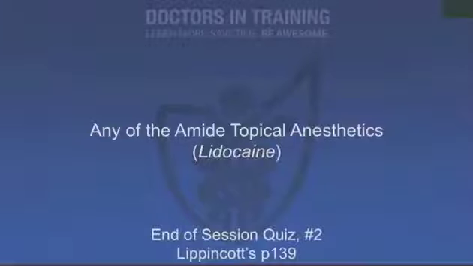A 37-year-old male presents to the dermatology clinic for a mole excision. He reports an allergy to procaine. Name a local anesthetic that you could use in place of procaine. So procaine has one I, it's an ester. So what's a different type of anesthetic that can be used topically that isn't in the same category? Well, you can use one of the amides, so you could use lidocaine, and that's probably the most commonly used one anyway.